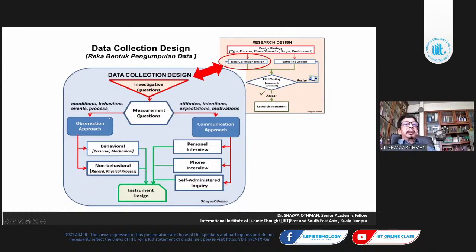And of course, the other one is the observation approach. This is where we have to see the personal behavior or changes. You need the observation approach. There is also a non-behavioral approach: records, physical, process, and so on. These are the two basic methods of collecting pedestrian behaviors. Observation behavior, you observe it, you record it. Here, you talk to the people, a personal interview, and you record their responses. Whoever responds, you record it, and you give them the questionnaire, then you record it.